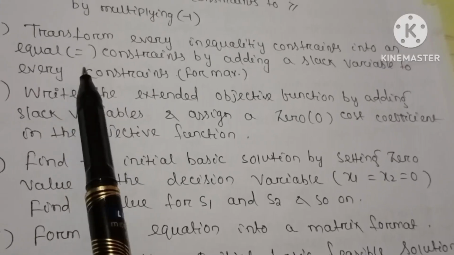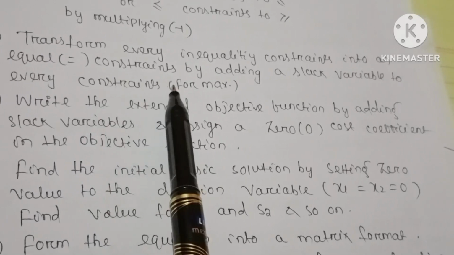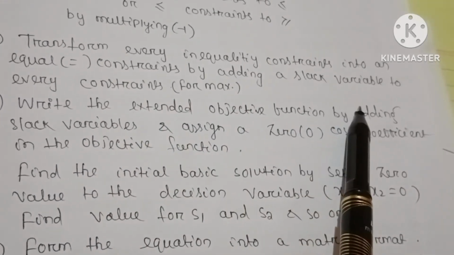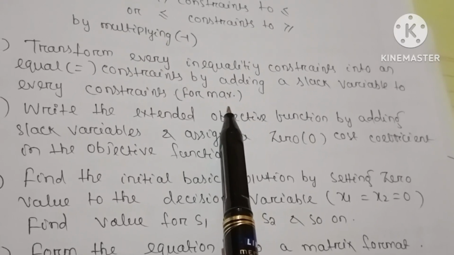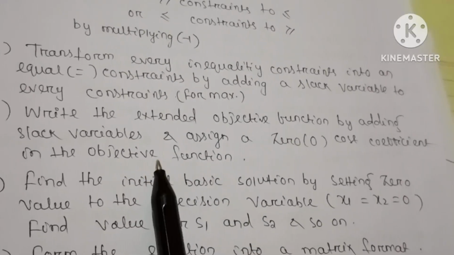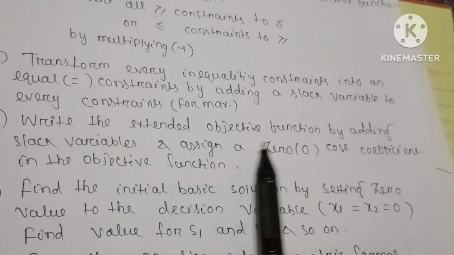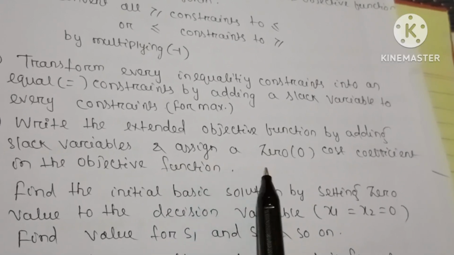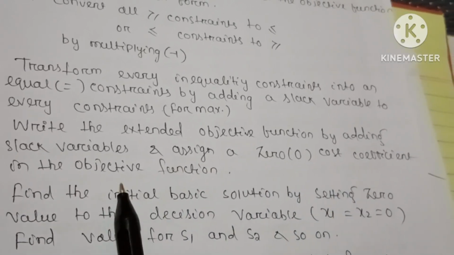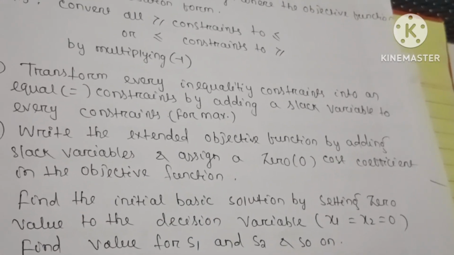Then the next step is to transform every inequality constraint into an equality constraint by adding a slack variable to every constraint if the problem is a maximization problem. And next, we will write the extended objective function by adding slack variables and assigning a zero cost coefficient in the objective function. So let's check how to do it.